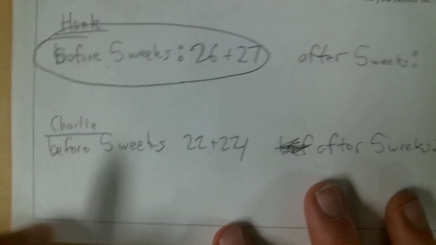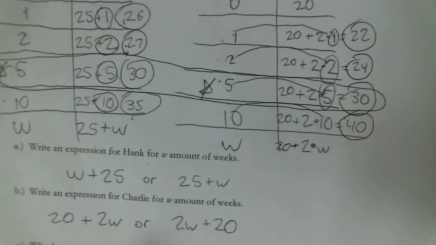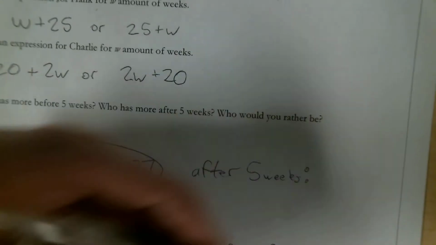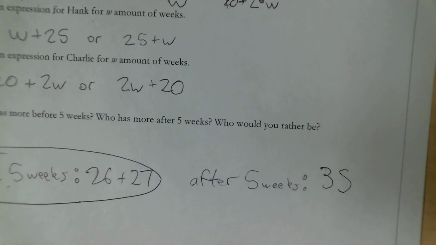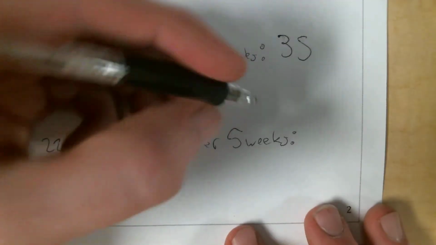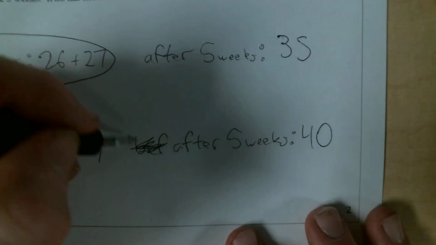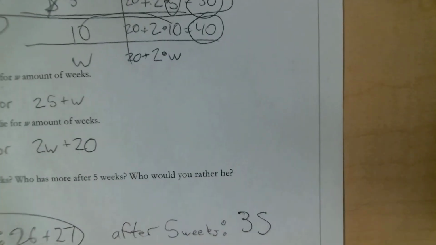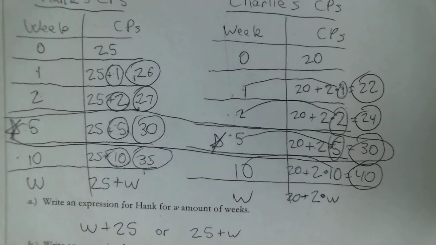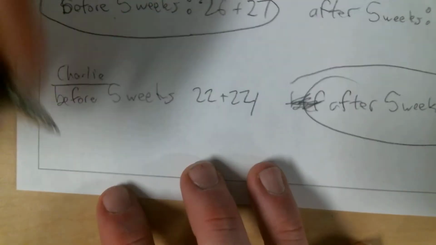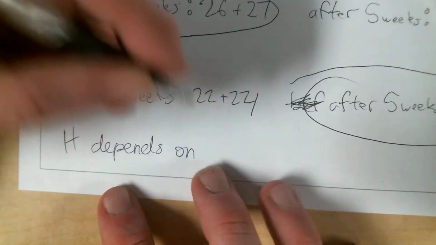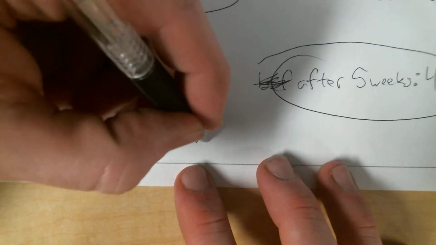But now let's look after 5 weeks. After 5 weeks, look what happens. Now we've got 35 for Hank. And we've got, if you look back up at your table, we have 40 for Charlie. So who has more? Charlie has more. So when it asks you who would you rather be, well, you have to say it depends on what? It depends on the number of weeks.